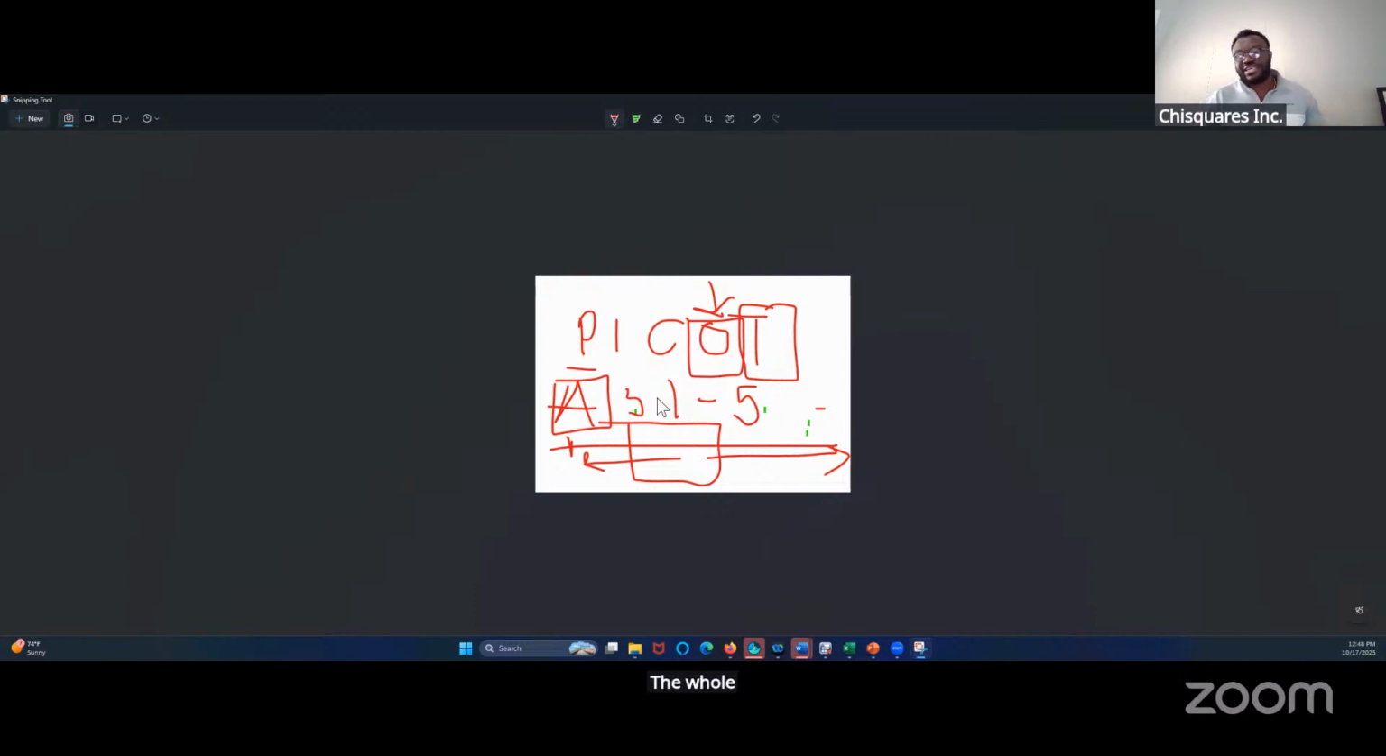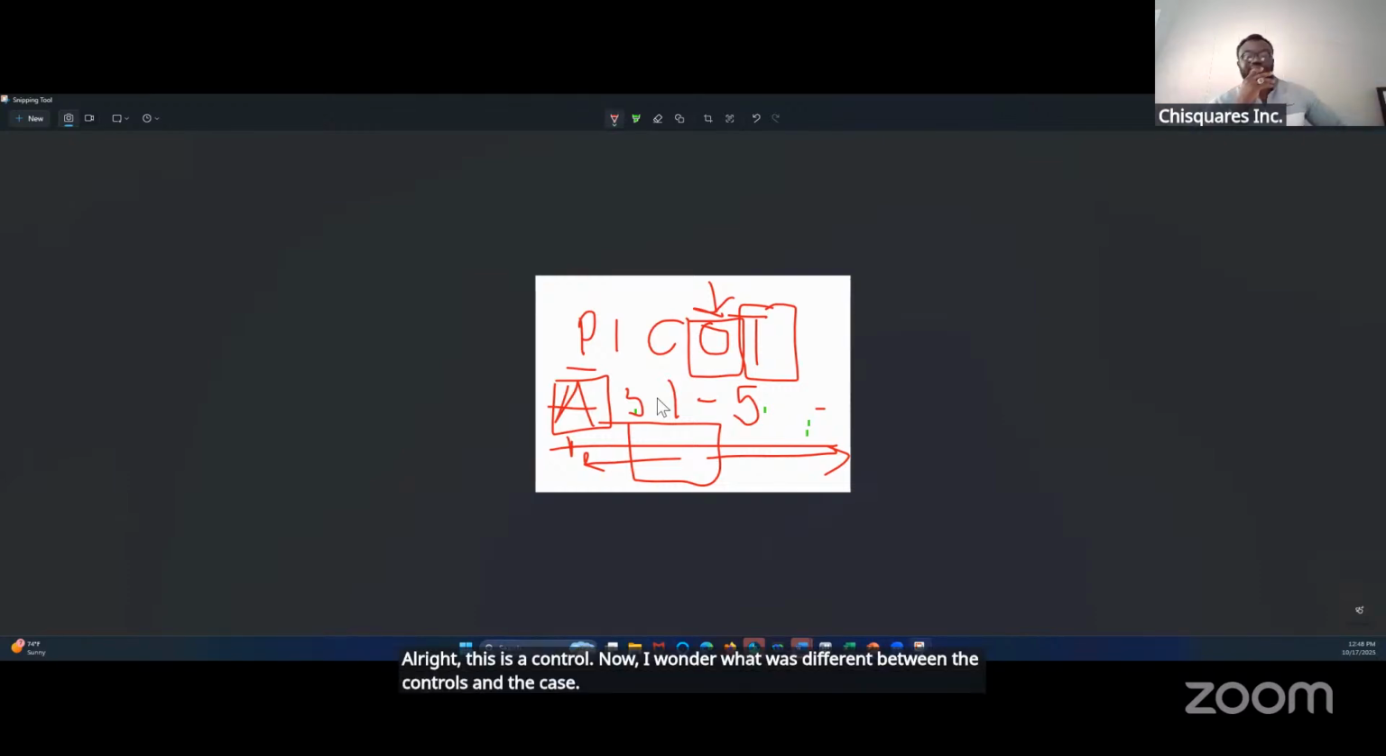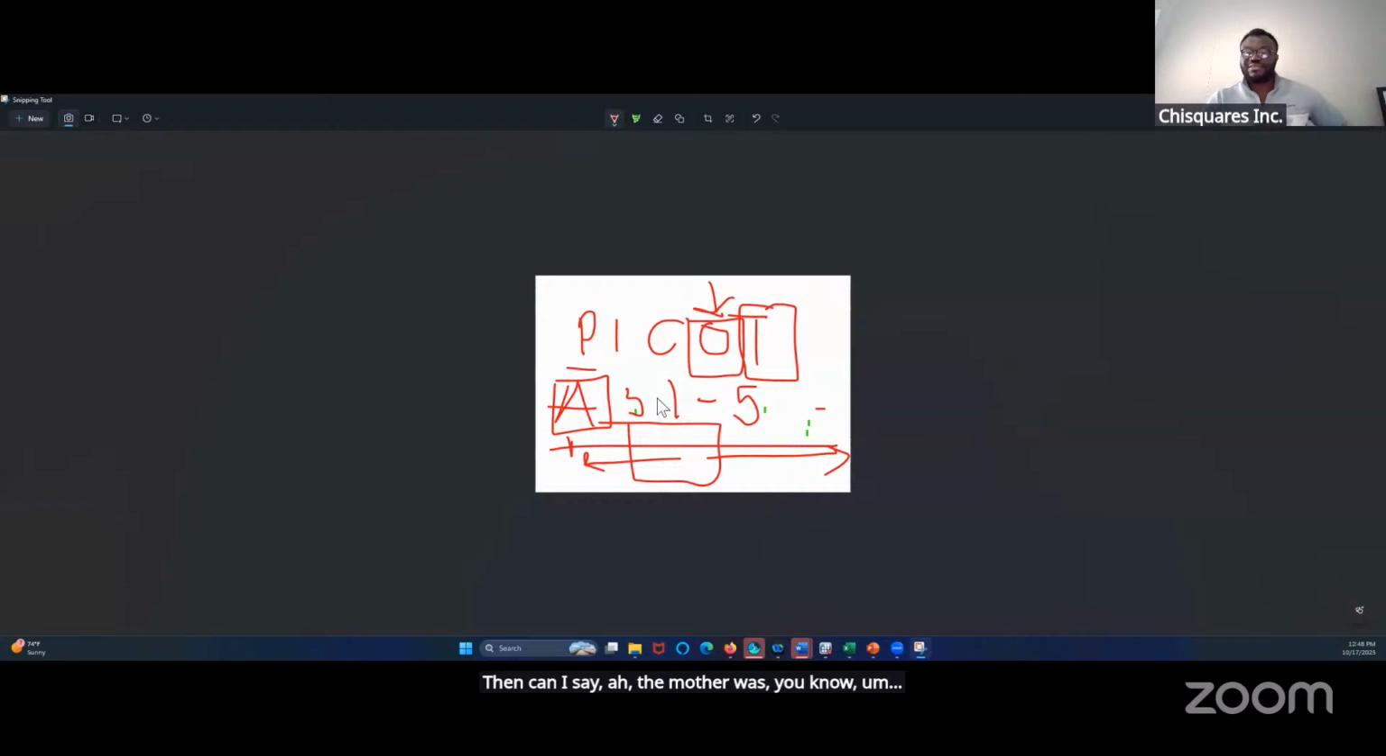The whole point of a case control study is to see, all right, this is a control. Now, I wonder what was different between the controls and the cases. Then we can say, the mother received cancer treatment. Oh, I see. Then we're getting narrower and closer to the answer. Or despite the cancer, something did not happen. So our selection of controls must be done in a way that is completely independent of the exposure. That is a fundamental principle in the design of case control studies. Thank you very much.